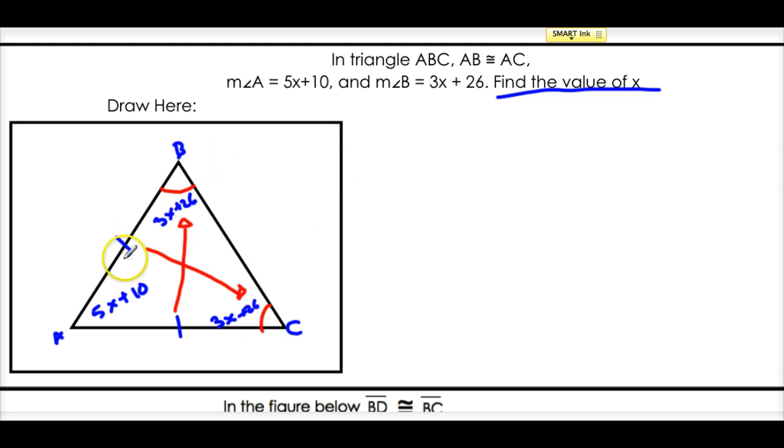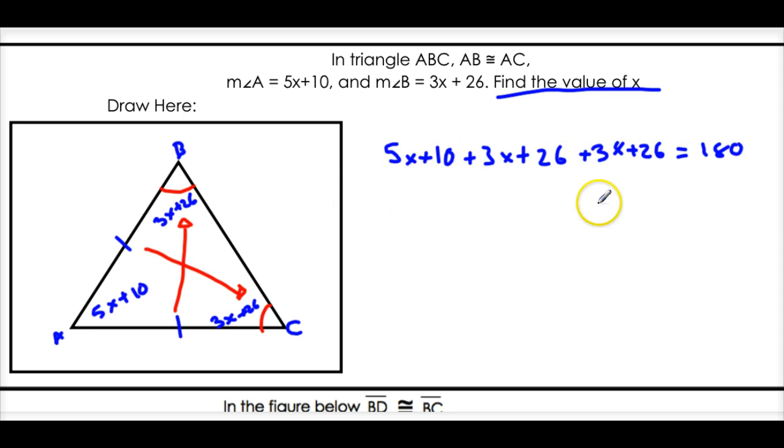Well, now, this reminds us of lesson 4.1. We have three angles, right? And we know they all add up to 180. So all we have to do is set them equal to 180. So 5x plus 10 plus 3x plus 26 plus 3x plus 26 equals 180.